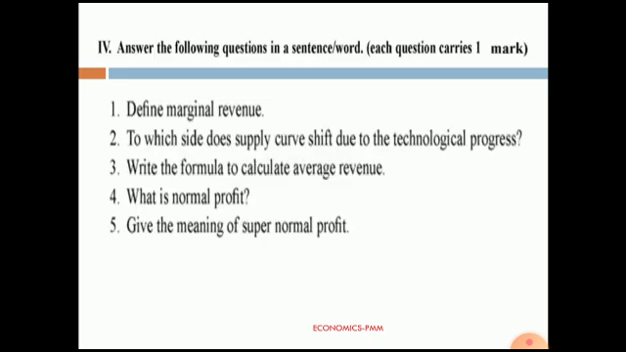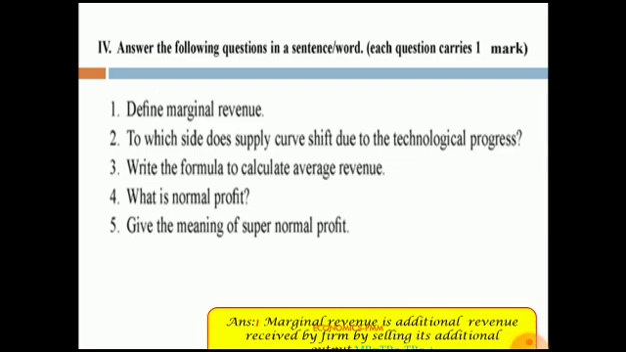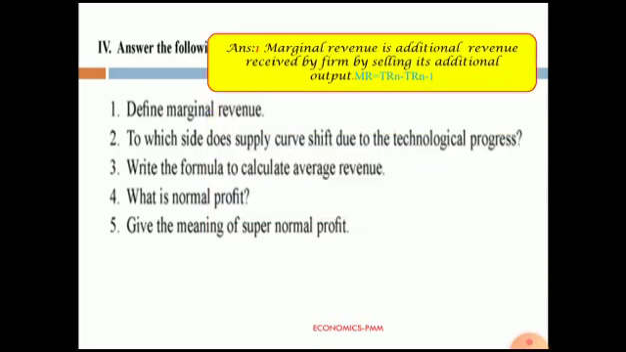Going to the next part, fourth part, it's answer the following questions in a sentence or word, which carries 1 mark. First one, define marginal revenue. Marginal revenue is additional revenue received by a firm by selling its additional output. As we discussed, it is additional revenue generated by the firm selling its additional output. So the formula is MR is equal to TRn minus TRn-1, that is new total revenue minus old total revenue.